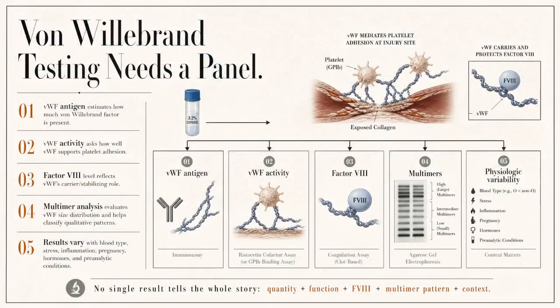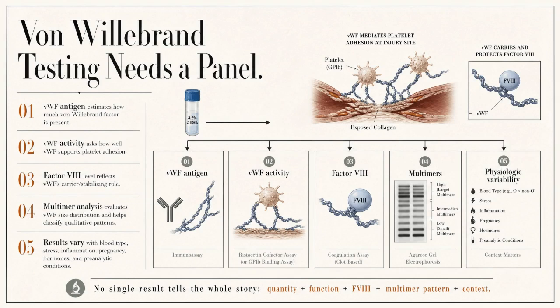Following our discussion on specific factor assays, we need to address von Willebrand factor, which is unique because it bridges primary and secondary hemostasis. Von Willebrand factor is essential for platelet adhesion and also carries and stabilizes factor VIII. Because of its dual role, testing for von Willebrand disease often requires a panel, not just one test.